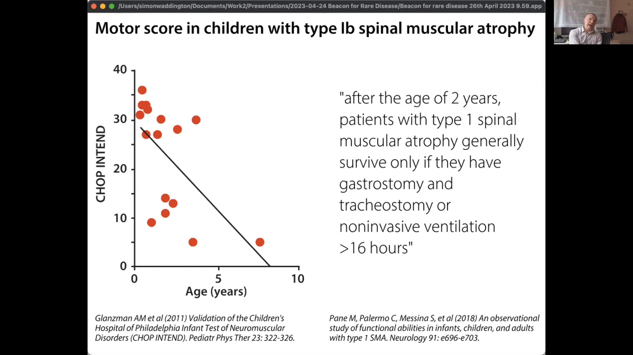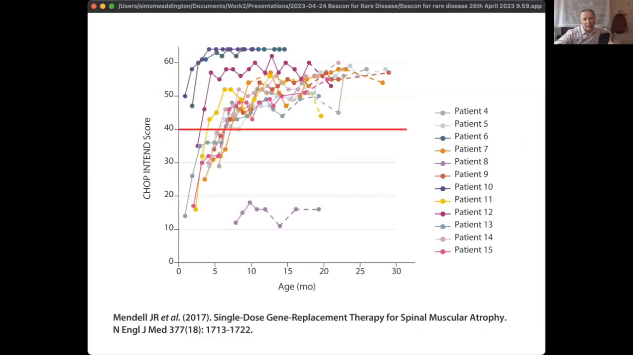They made enough vector to treat 15 infants. So 3 received the lower dose, and then the remaining 12 received the higher dose. These were all infants with type 1 spinal muscular atrophy, and they were treated on average at about 3 months of age. So if you just bear in mind what you can see on the left-hand side there of the motor score, and now what I'm going to show you is the graph of the motor score of the infants that received the gene therapy.